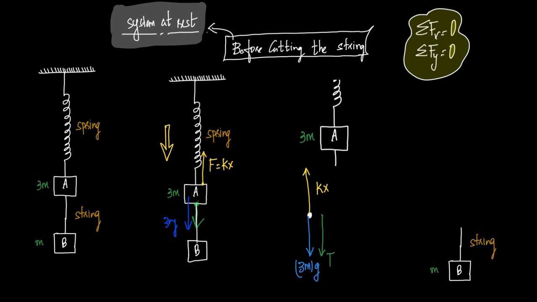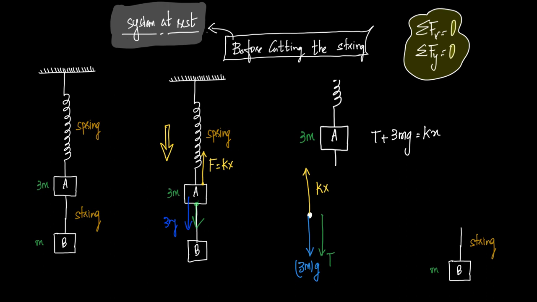Now, if we apply sigma Fy equal to 0 here, what do we get? We get T plus 3mg is equal to Kx. What is sigma Fy? It simply means that the sum of the forces acting downwards will be equal to the sum of the forces acting upwards. Since the weight and tension are acting downwards, I have taken them as positive, and Kx is going upwards, so it transposes and becomes Kx.